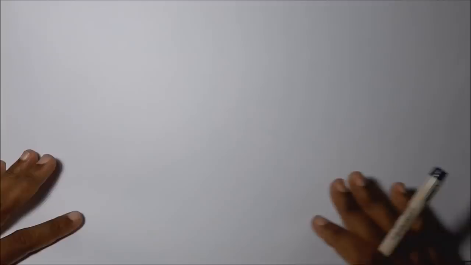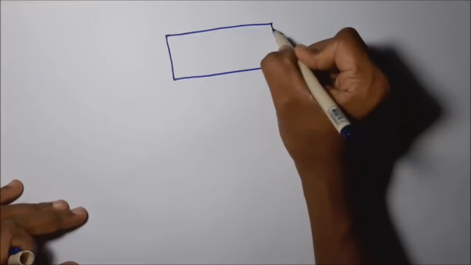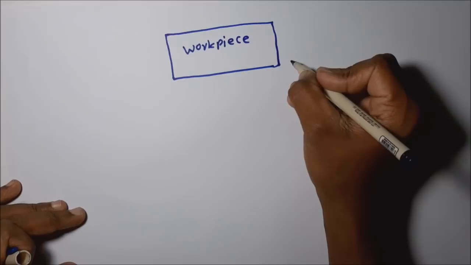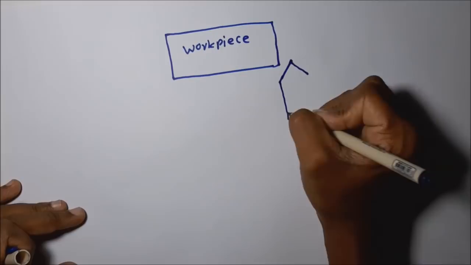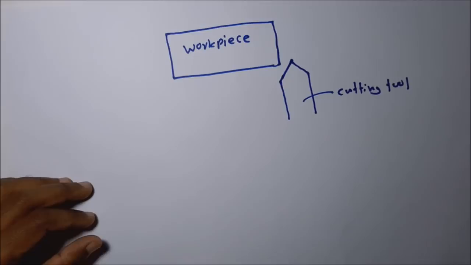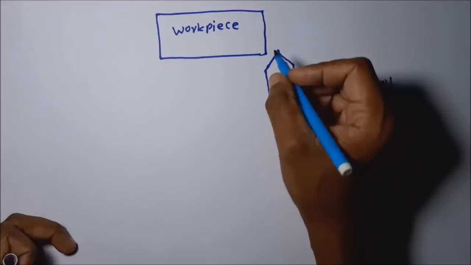We have such a cutting tool. This is the workpiece. Then we have the cutting tool also. It is hard, and it has a sharp cutting edge. This is called the cutting tool. Workpiece and the cutting tool: the cutting tool is sharp and harder than the workpiece material.